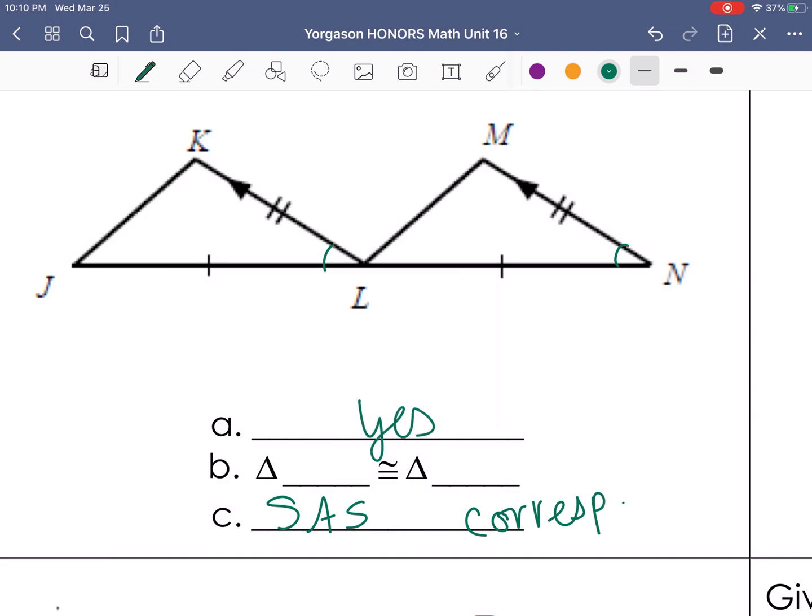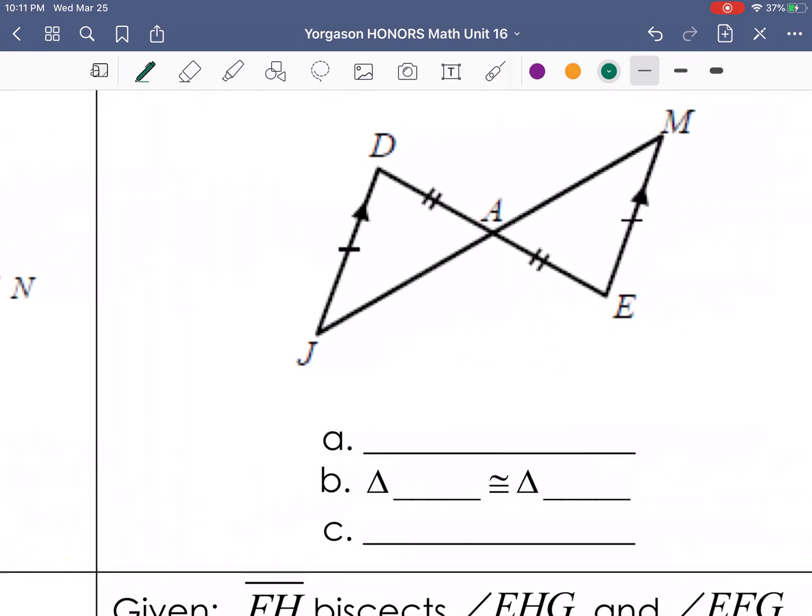Okay, if we did this one, it should be kind of easy, I hope. They have sort of the same orientation, so that helps, right? The corresponding parts are in similar places. Well, that makes it a little bit easier to see.